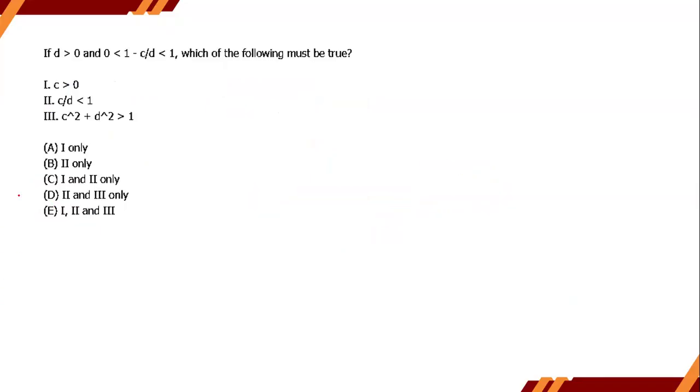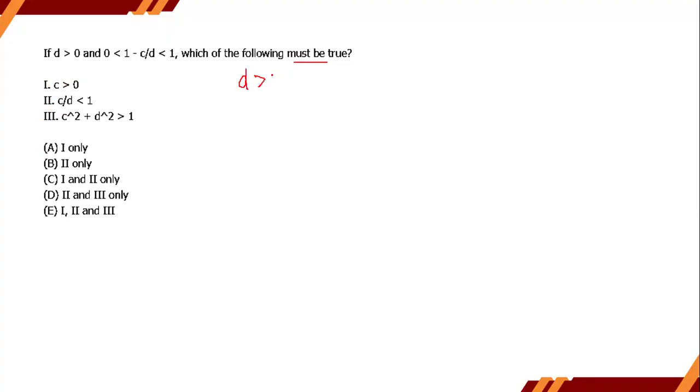Okay, let's do one more question on inequality. If D is greater than 0 and 0 is less than 1 minus C by D is less than 1, which of the following must be true? Again, this is a must be question. What does that mean? The options will always be true for the given values of C and D as per the conditions given in the question. So with this, let's get started.